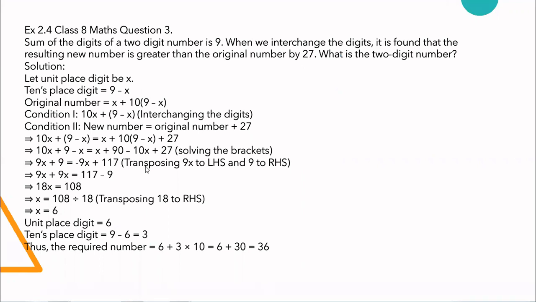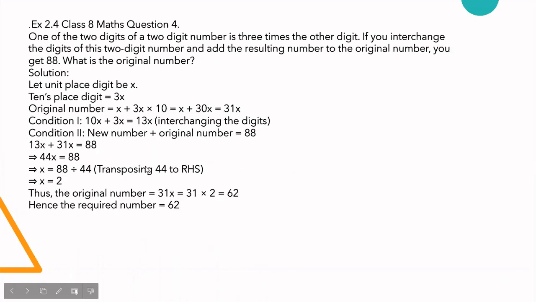So guys, I hope that was quite interesting. Let's move on to question number 4. Here I have question number 4 displayed for you. One of the two digits of a two-digit number is 3 times the other digit. As usual, let us understand the meaning of the question and then move on.